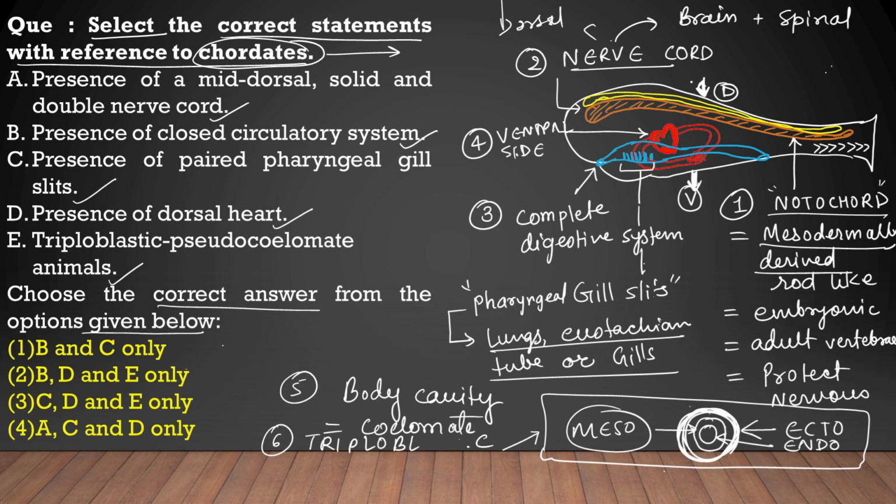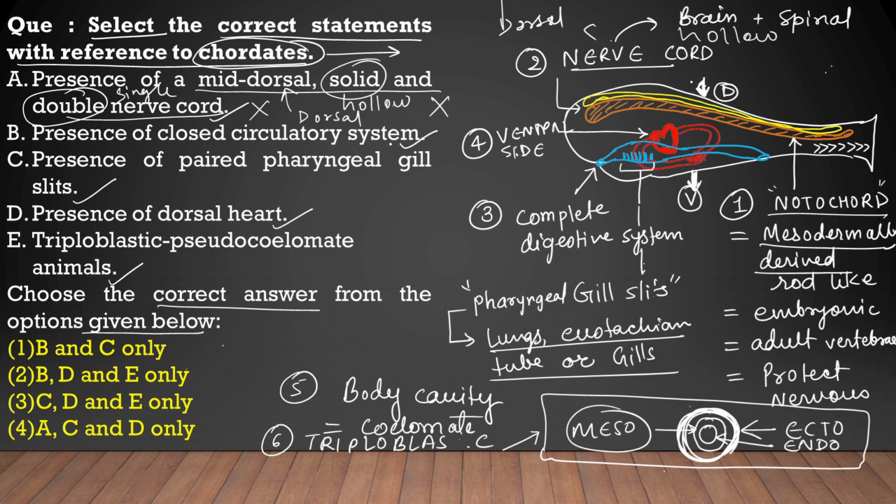There are five options. The first is the presence of a mid-dorsal solid and double nerve cord. Here we have seen that there is only one nerve cord, and it is not solid but hollow. So this first option is wrong, because the nerve cord is hollow, it is not mid-dorsal but dorsal in nature, and it is not double but single. So the first option is not correct.